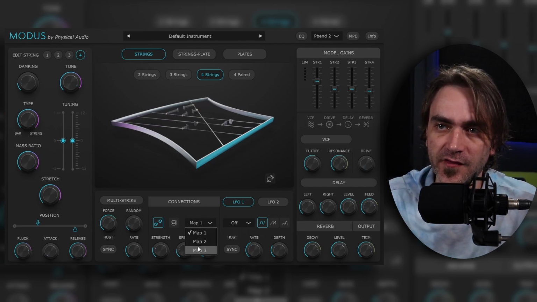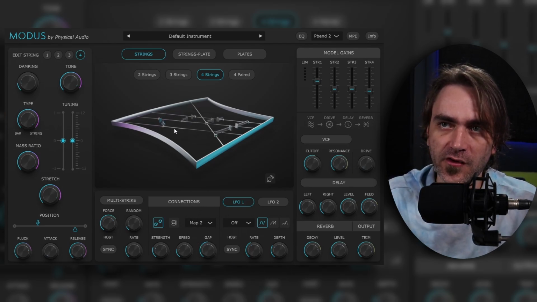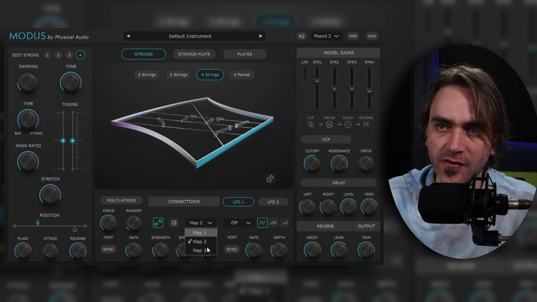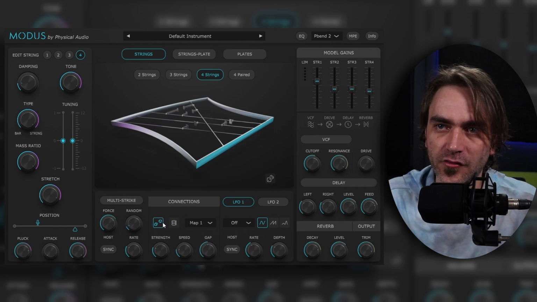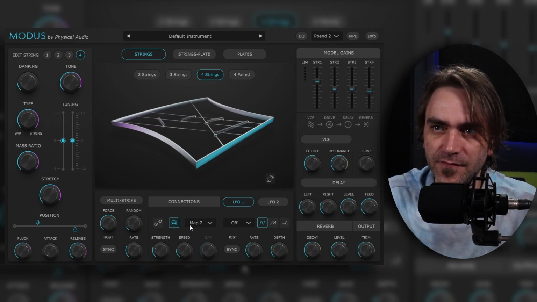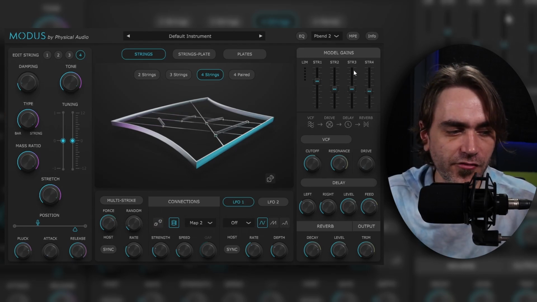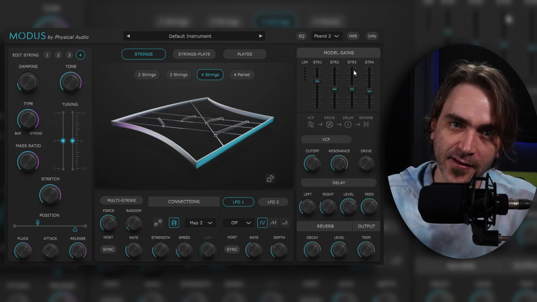And then you have various different maps. So these are how the strings are basically configured in physical space. And we can actually choose whether they're decoupled or coupled. So for example, here you can see these strings are decoupled and here they're all connected. And then we can choose different maps here. So I believe these govern how string 3 and string 4 are actually connected into the mix.